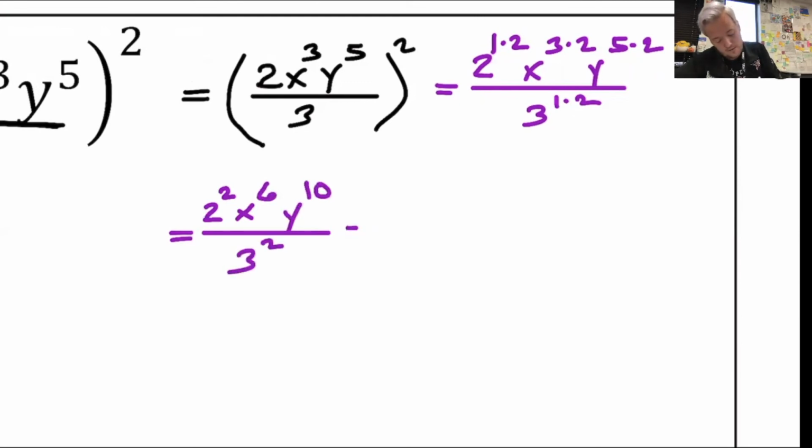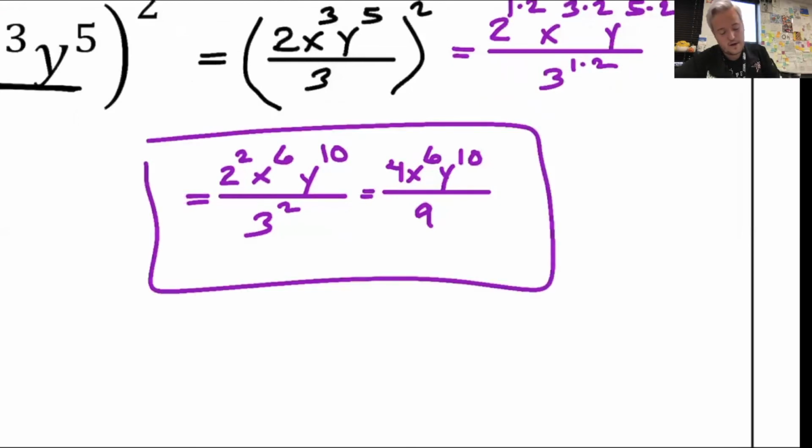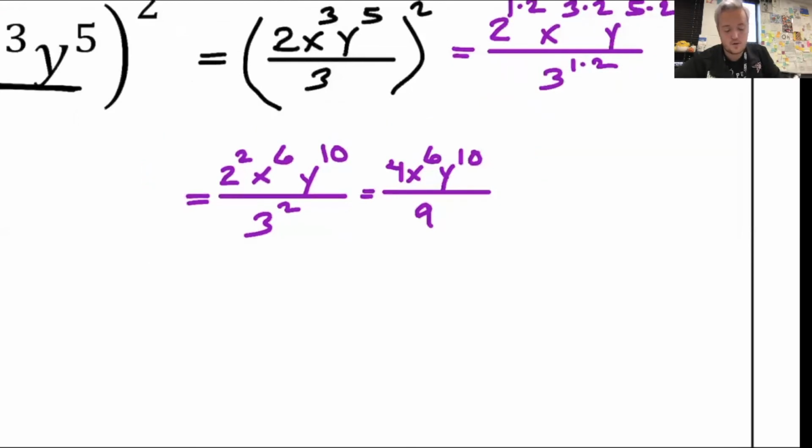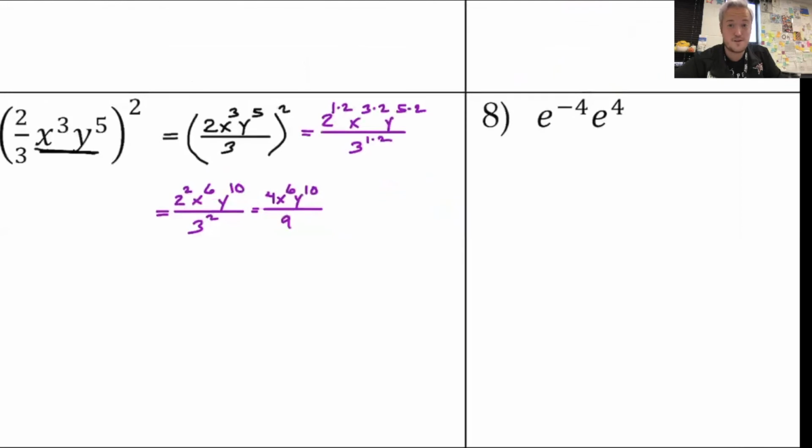So if I continue to simplify this, 2 squared would be 4, x to the 6th, y to the 10th over 9. So really either one of those would be accepted. Just know either one of those could end up on a test too, whichever answer choice.